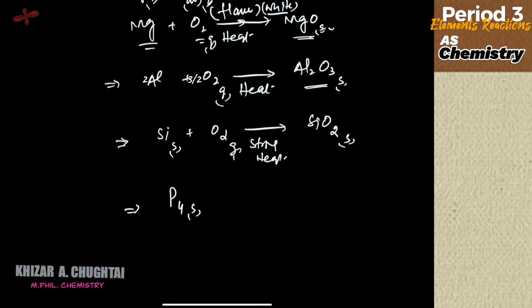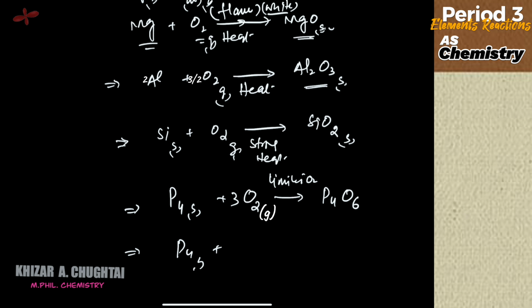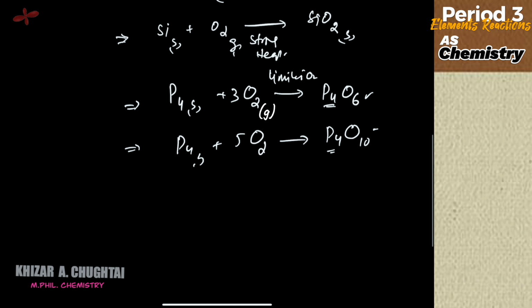When phosphorus is allowed to react with a limited supply of oxygen, let's suppose with 3 moles of oxygen, it makes P4O6 in the case of limited oxygen. If phosphorus is allowed to react with a plentiful supply of oxygen, let's suppose here it reacts with 5 moles of oxygen, then it will make P4O10. So they both have different oxidation states over here.